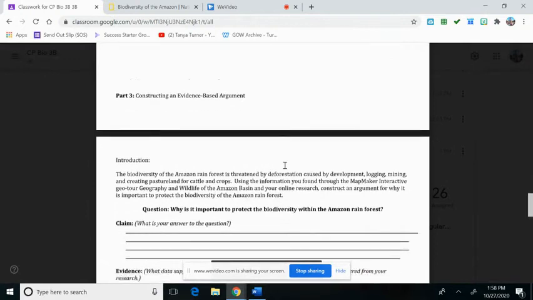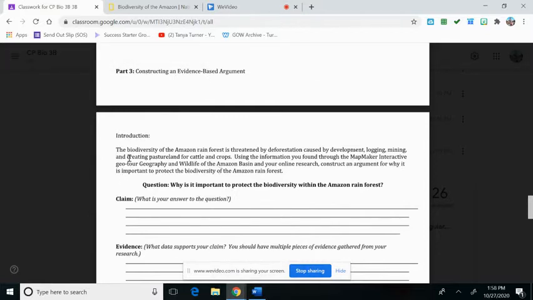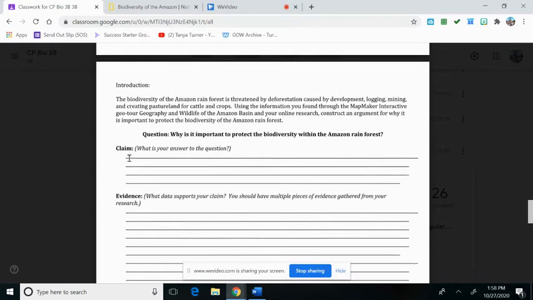Once you're done with that, you're going to move on to part 3, which is constructing an evidence-based argument, so a CER. So your introduction: the biodiversity of the Amazon rainforest is threatened by deforestation caused by development, logging, mining, creating pasture land for cattle and crops. Based on the information you found through the MapMaker Interactive and your online research, you're going to construct an argument for why it is important to protect the biodiversity of the Amazon.